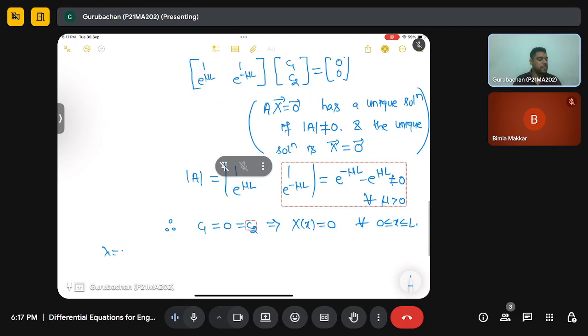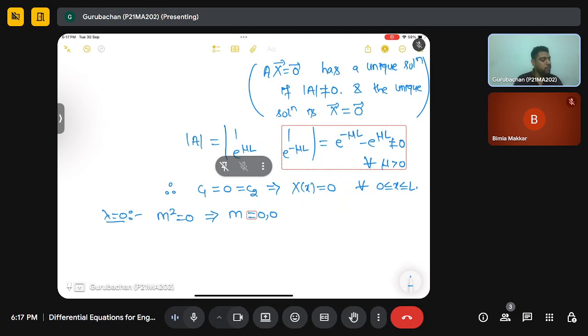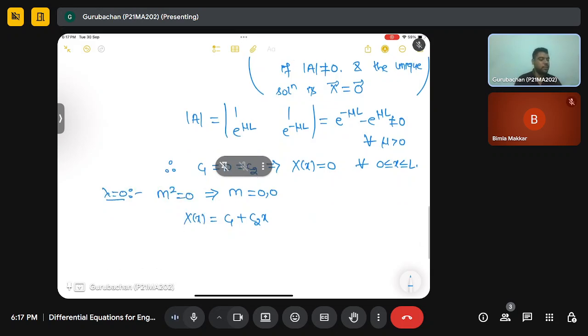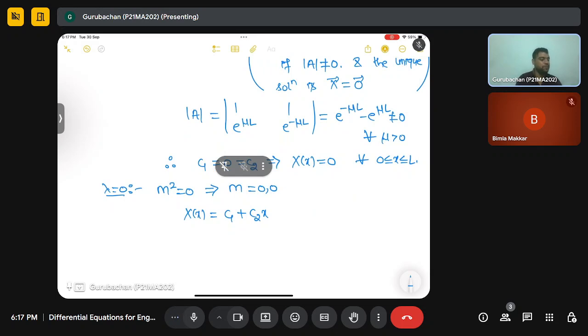Now the second case, lambda equal to 0. What will X of x be in this case? Our characteristic equation will become m square equal to 0. That is, we get the case of repeated roots, and this will give us X of x equal to some c1 plus c2 x. I am writing just c1 c2, the same notation, so you can easily see that these are different cases.